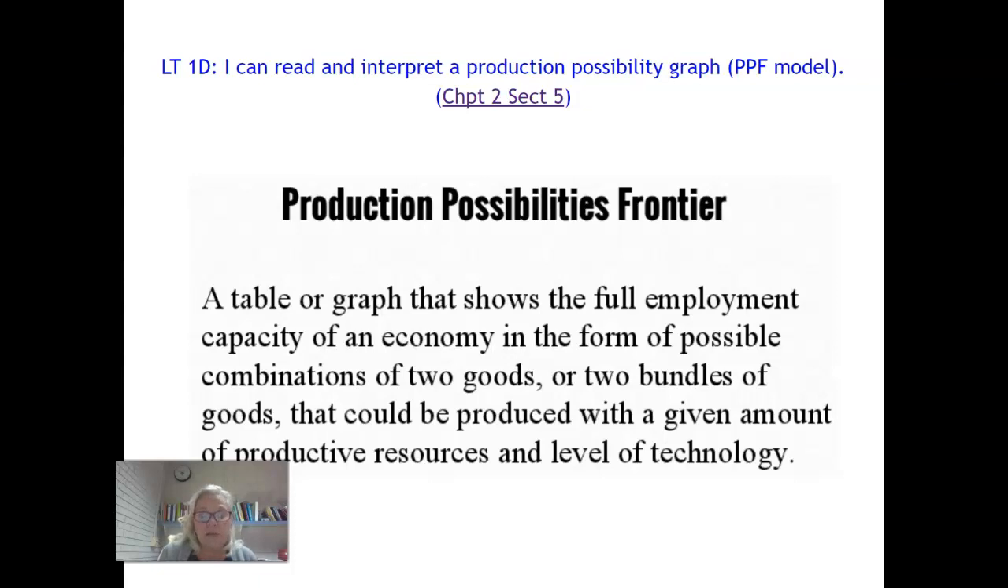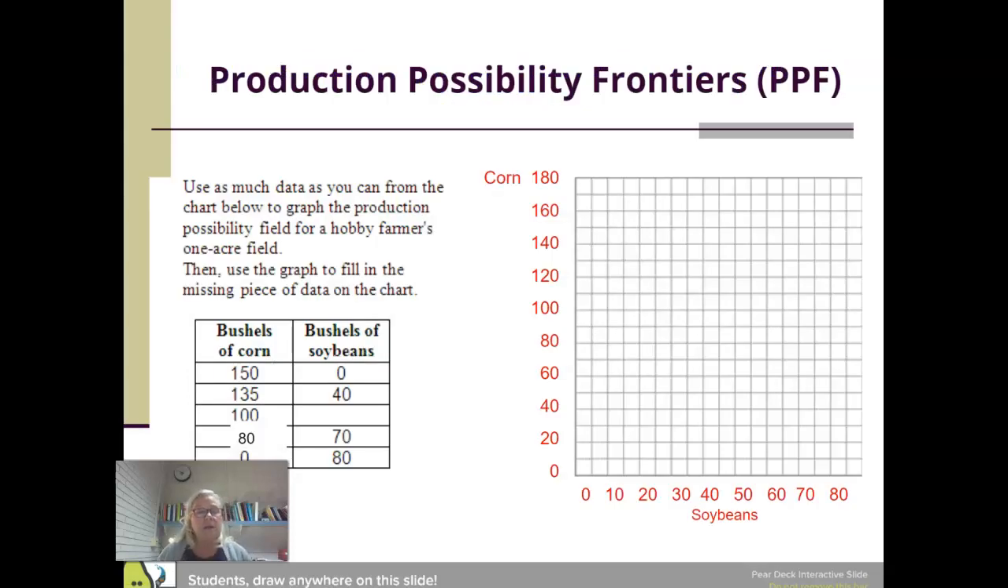So the production possibilities frontier is a table or graph that shows the full employment capacity of an economy in the form of the possible combinations of two goods. A lot of times in economics, they've used the combination of guns and butter, but really any two bundles of goods that could be produced with a given amount of productive resources and level of technology can be mapped on a production possibilities frontier. So let's take a look at this one, soybeans and corn.